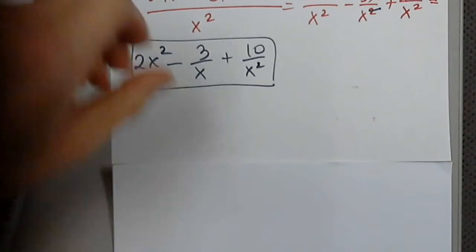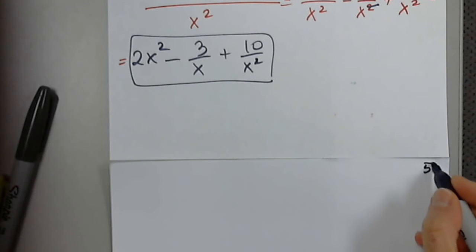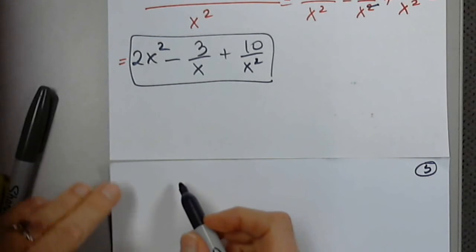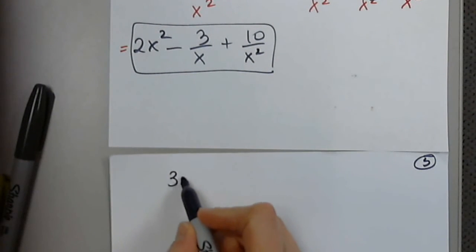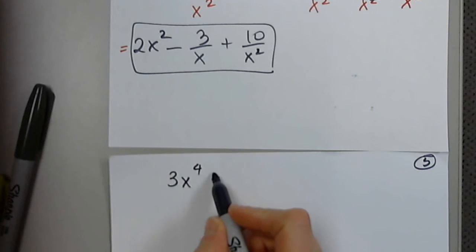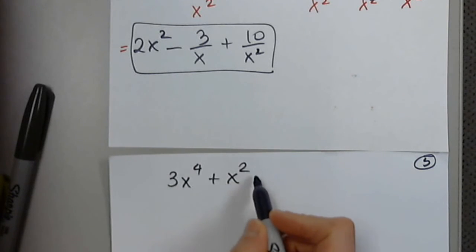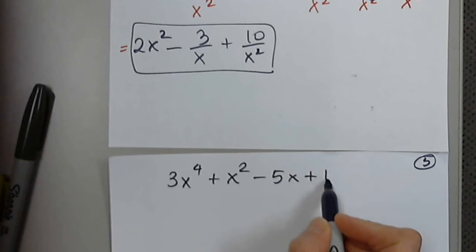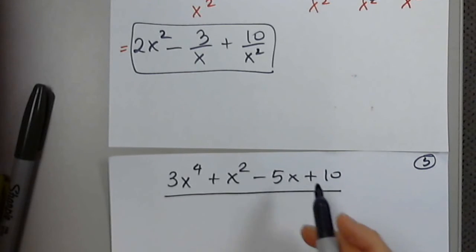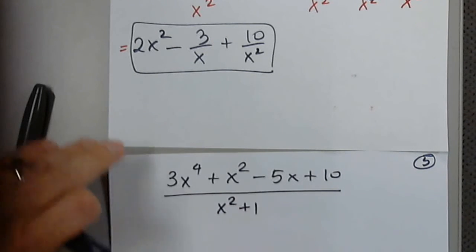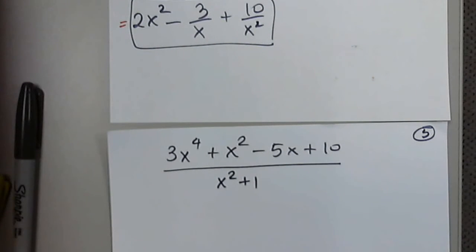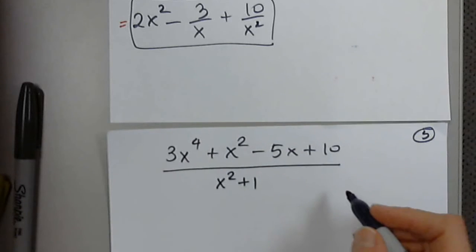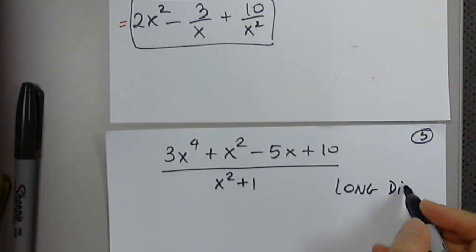Okay. So now let's look at the other possibility in which we have, let's say, I'm going to pick a problem. 3x to the fourth plus x squared minus 5x plus 10. And let's suppose we want to divide by x squared plus 1. This is typical for the long division. Can I use synthetic division here?